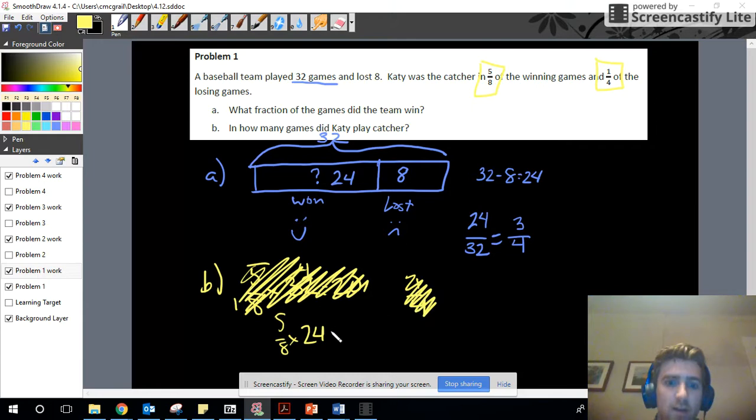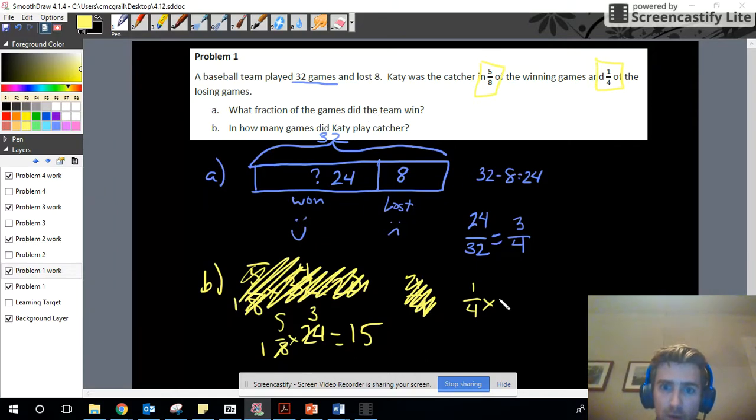So again, I'm going to divide both numbers by 8, and I get 1, and here I get 3. She played in 15 games that they won. Now, I also know that she played in 1/4 of the games that they lost.